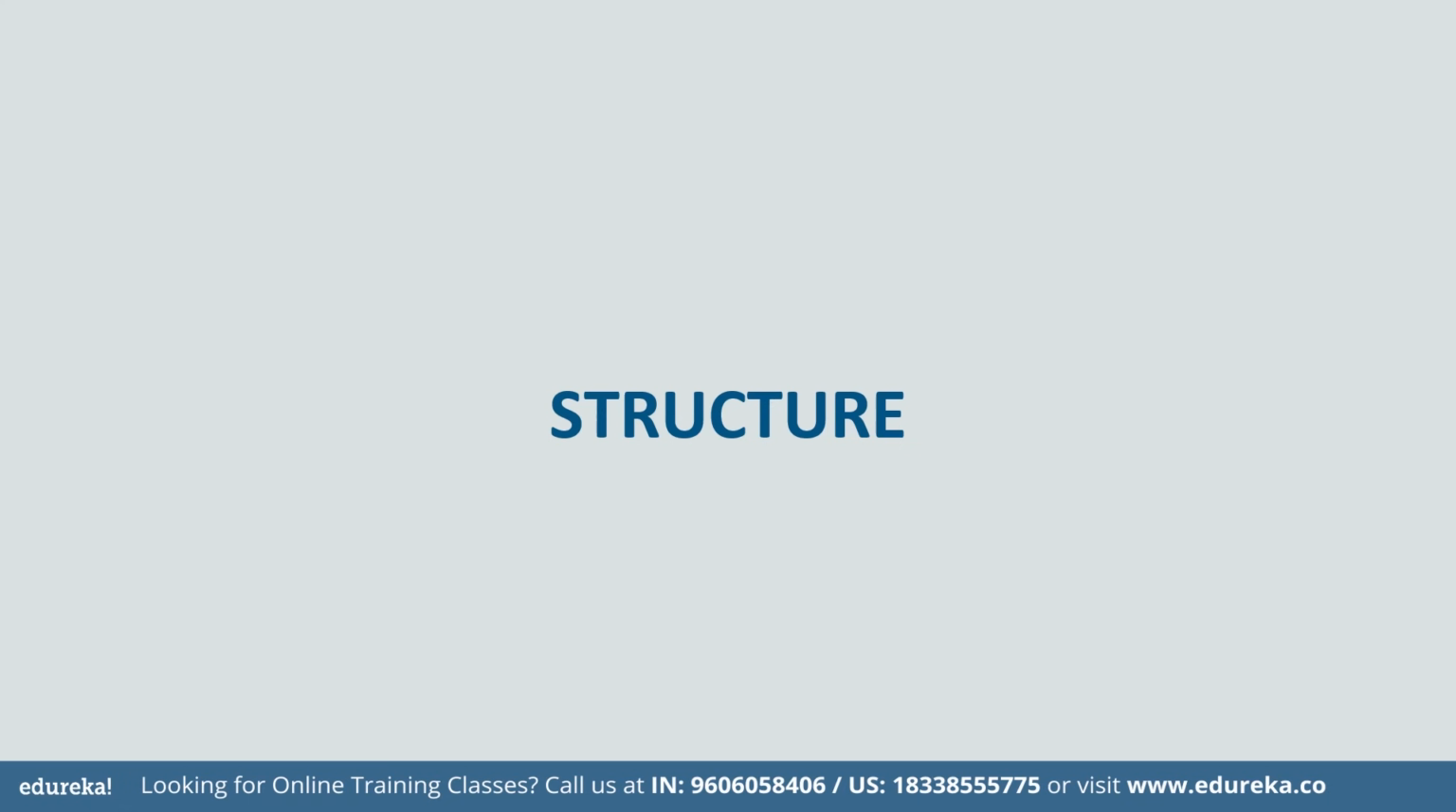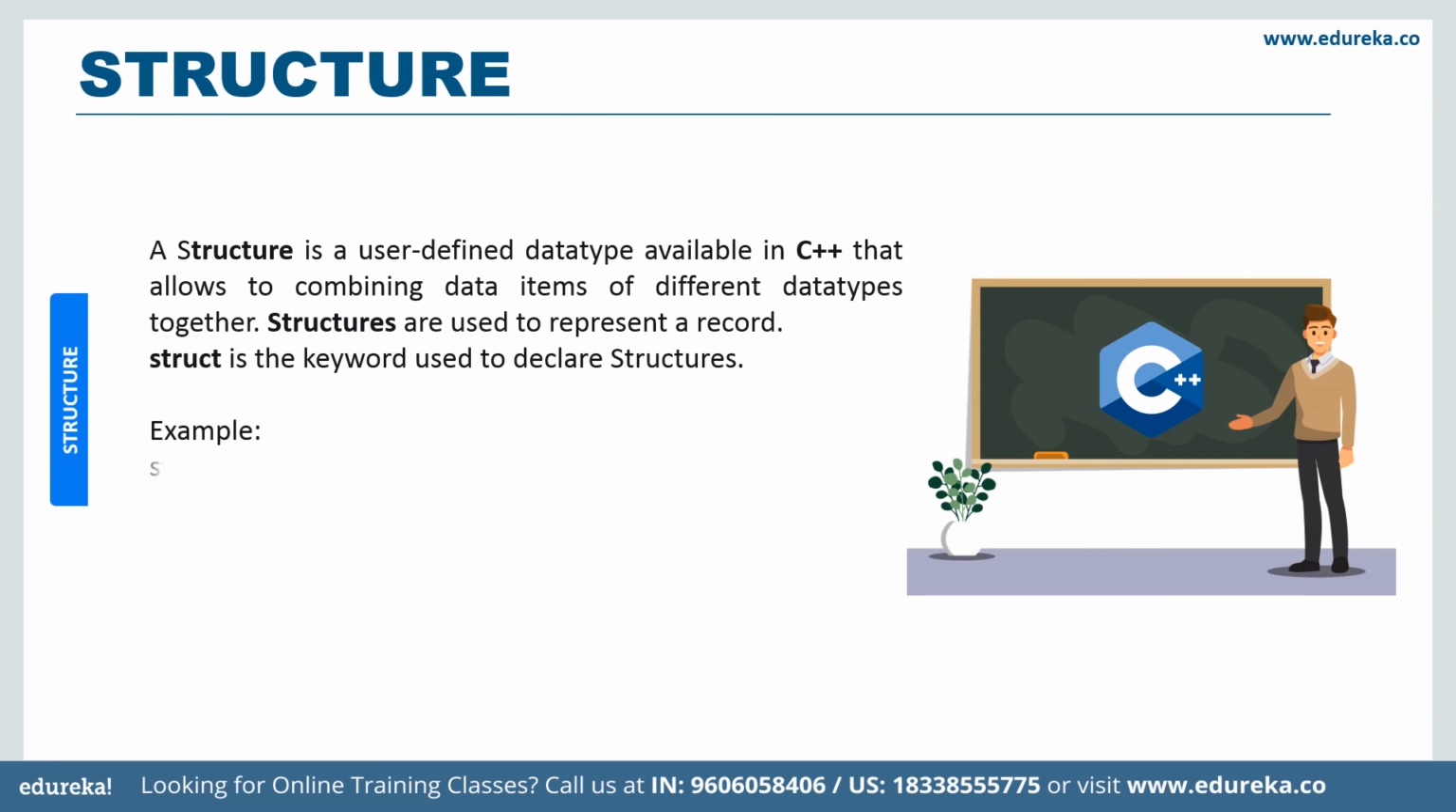The first one amongst the user-defined data structures is the structure. So what is a structure? A structure is defined as a user-defined data type available in C++ that allows combining data items of different data types together. Structures are used to represent a record. Struct is the keyword used to declare structures. So this here is a basic example of structures where I have used the struct keyword and my structure name is school. My structure is saving an integer data type, which is the ID of a student, followed by a string data type, which happens to be the name of the student, and lastly a float data type, which happens to be the percentage of that particular student.